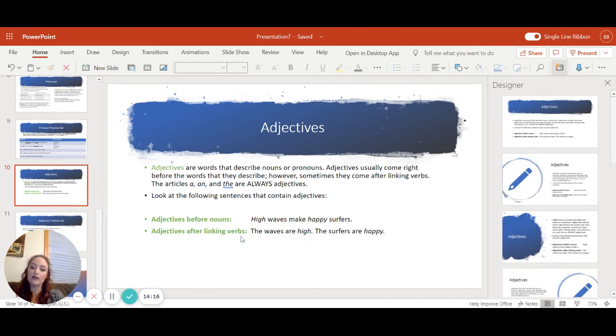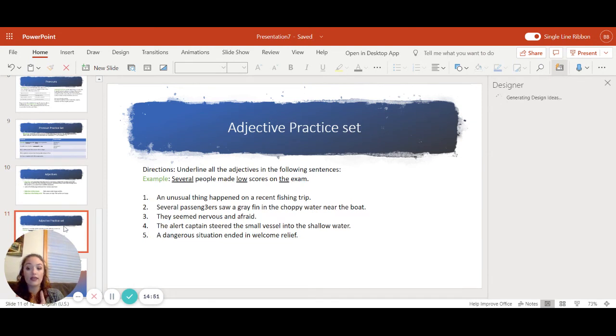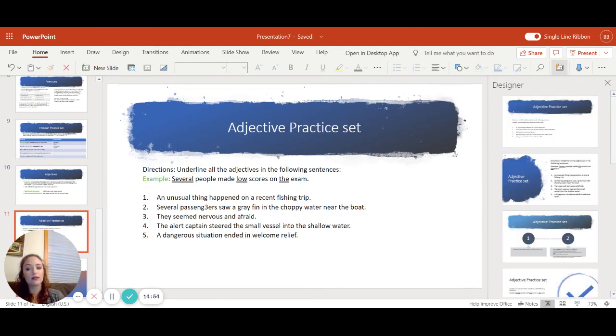So adjectives after linking verbs is a little bit different. So you would say the waves are high. So still describing the waves. How are the waves? They are high. The surfers are happy. How are the surfers? They are happy, right? Still describing the nouns, just after the linking verbs are there, okay? And yeah, so adjectives describe nouns. Super easy, just kind of ask those questions. What kind? How are they? Blah, blah, blah, okay? With nouns, because we have adverbs that describe verbs, but we'll talk about those tomorrow. So just nouns and pronouns.